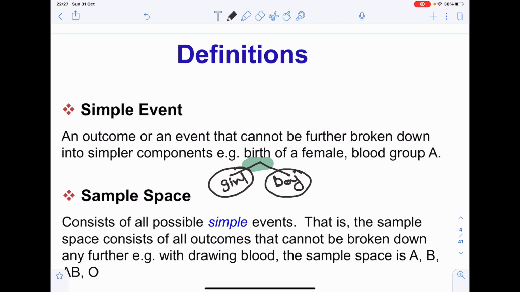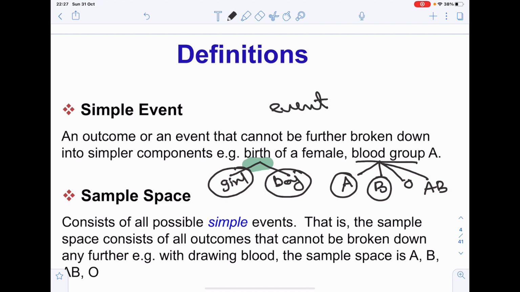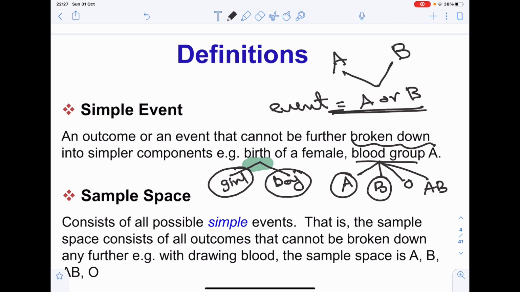Okay. Another example of a simple event is the blood group. So if you're talking about the blood group, you say the blood would be A, B, O, or AB. So the simple event is the event of having A, the event of having B. Okay, we can have another event, for example, the event of having A or B. This event is not simple. Why? Because we can break it down into two events, A and B. So the simple event is the event that cannot be further broken down into simpler components.